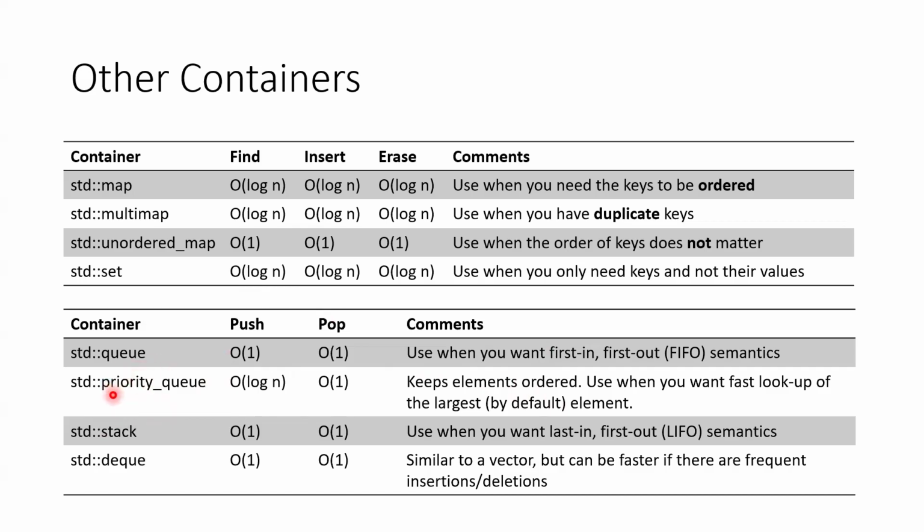Priority queue gives you O(1) time for accessing the largest by default, or you can turn it into the minimum element in the queue. And push takes O(log n) time because priority queue is a heap. The stack does last in, first out, or first in, last out. A deque is similar to a vector, but is faster for insertions and deletions.